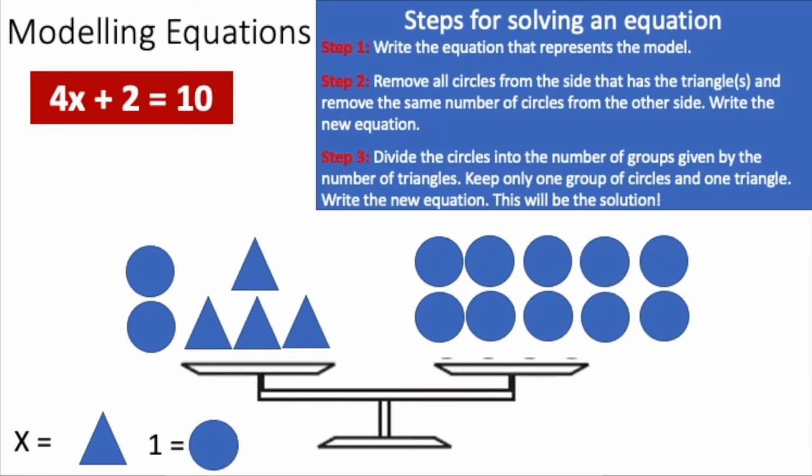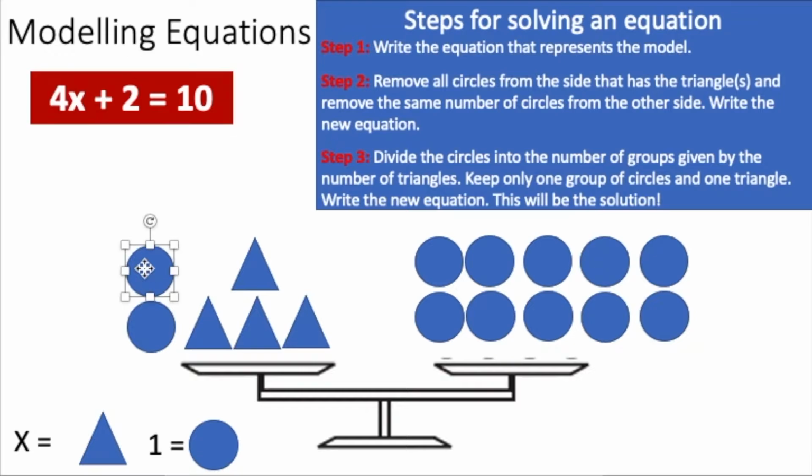So I have the 4 triangles on the side and the 2 circles on this side, and then I have 10 circles on the other side. So the equation is right here. Then I'm going to remove circles from the side that has the triangles so that I get the triangles, the x. I want this by itself. So I first need to isolate the 4x.